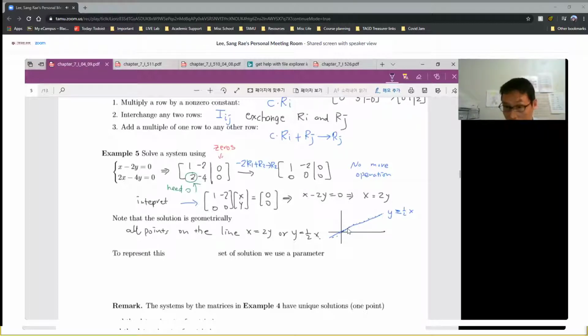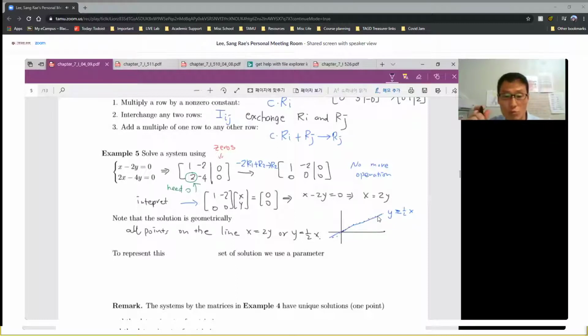You may think it's a silly case. Yes, it's a silly case. Actually, look at this system, x minus 2y equals 0 and 2x minus 4y equals 0. The two equations are identical, they are equivalent. So that's why if you take the intersection of the two lines, we have the line itself. The solution is all points of the line.